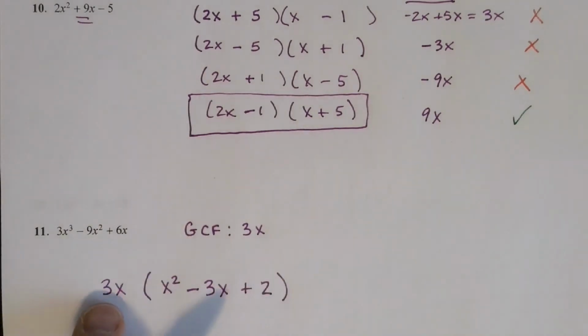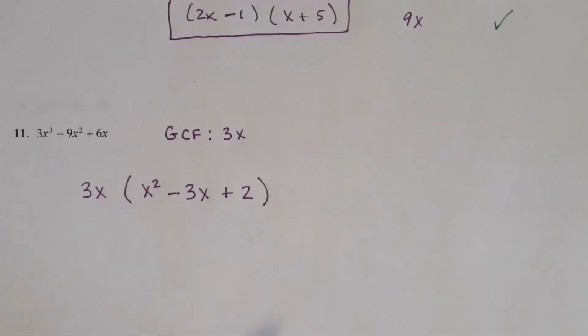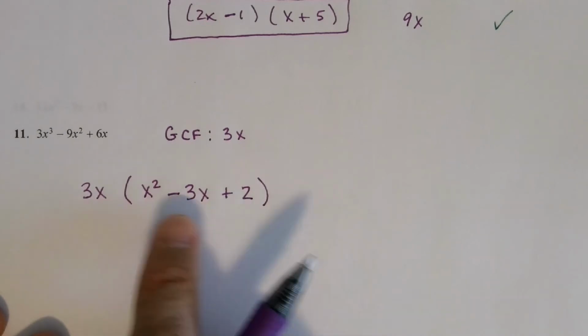And double check that this works. 3x times x squared is 3x cubed. 3 times 3 is 9x squared. There's my negative 9x squared. 3 times 2 is 6. I get my 6x. So that's a quick check. Now, this thing is very easy to factor.